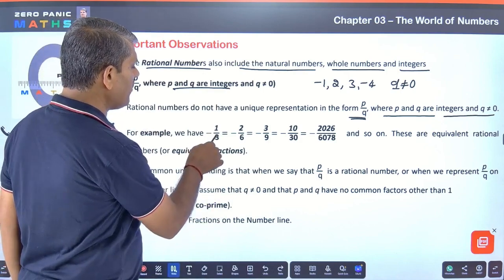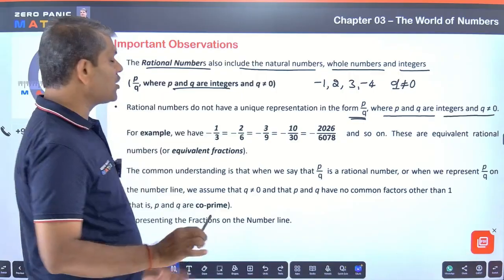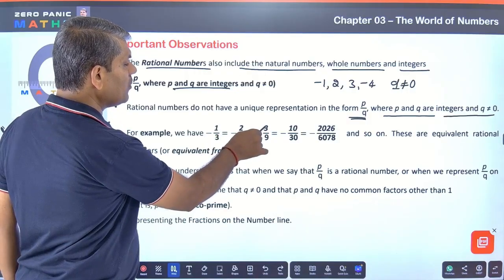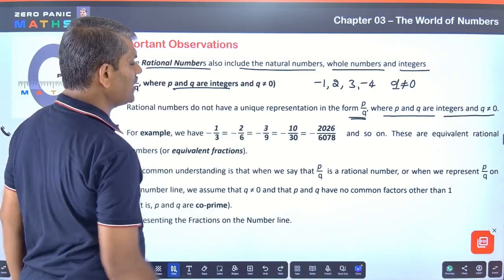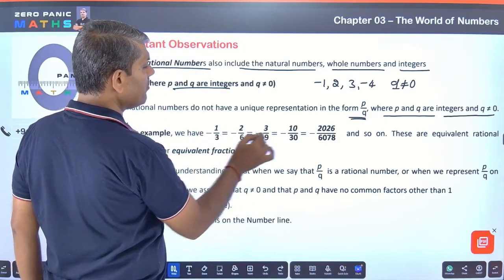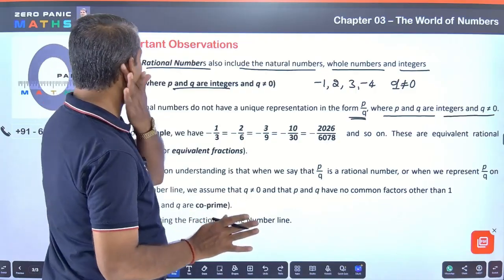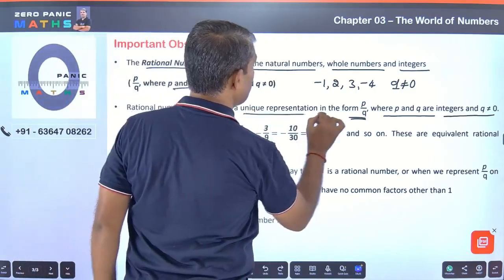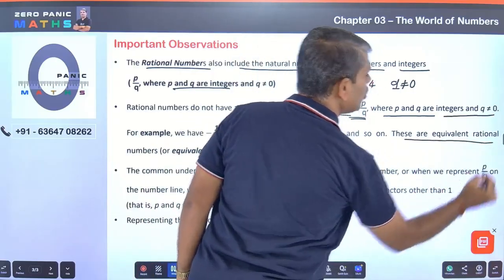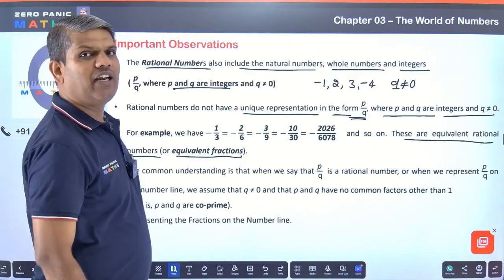When you are representing 1 by 3 as 1 in the numerator and 3 in the denominator, it is also similar to representing 2 by 6, because 2 ones and 2 threes, and it is also equal to 3 by 9, because 3 ones and 3 threes. So that way it is also 1 by 3. Even if you have 10 by 30, that is also 1 by 3 only. So that is the reason we say that it is not a unique representation in the form of p by q, because all these are equivalent rational numbers.